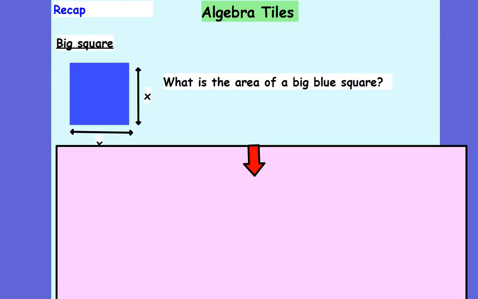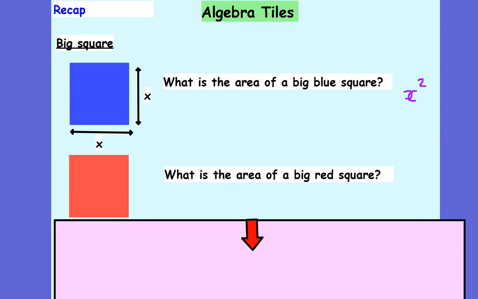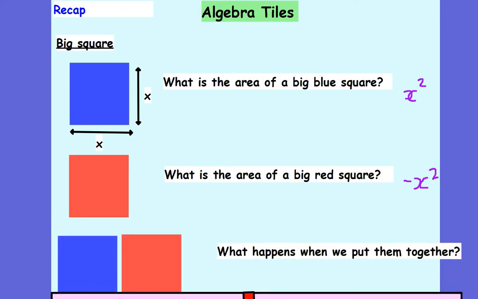How about the blue square, Will? What's the area of the blue square? You're absolutely right, Will. The area of the big blue square was x squared because we had a length of x multiplied by another length of x. So what's the area of a red square for me, please? Let's ask Nathan. Negative x squared, you're correct. Lovely stuff. And Jake, can you tell me what happens when I put a red square and a blue square together? You're absolutely right, it makes a 0 pair and I'm left with nothing.